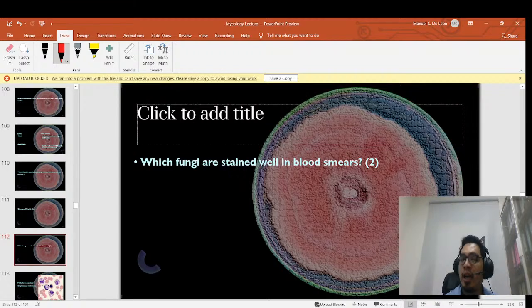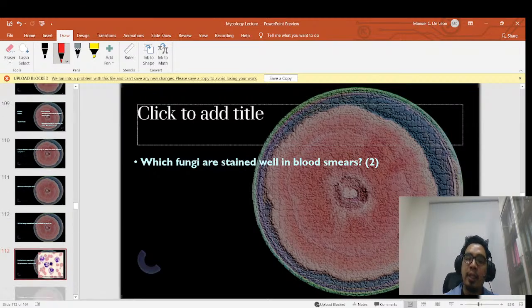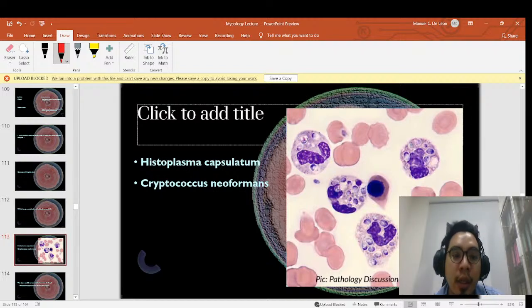Which fungi are usually seen in blood smears or peripheral blood smears? There's only two that you can see in the peripheral blood: Histoplasma capsulatum and Cryptococcus neoformans. Now, I have a question for you guys. What is this organism that was taken from pathology discussion forums in Facebook? Those are your two choices. You may type your answers and I will give you the answer after 10 seconds.